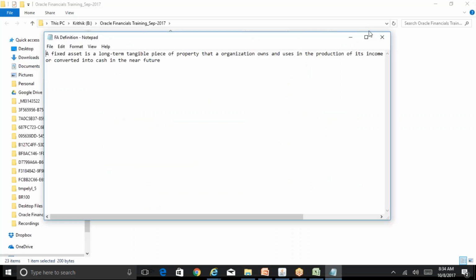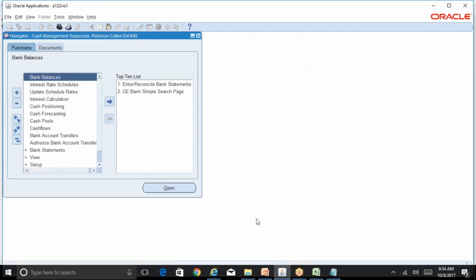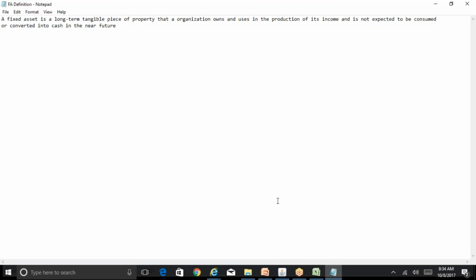So before we proceed with the fixed assets, we need to understand the definition of fixed assets. What is a fixed asset, and why do we have a separate module for fixed assets, and what is the significance of the fixed assets? So this is the definition for the fixed assets.